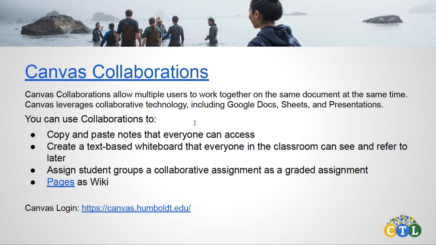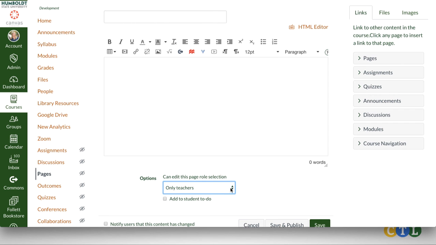You can use collaborations to copy and paste notes that everyone can access, create a text-based whiteboard that everyone in the classroom can see and refer to later, and assign student groups a collaborative assignment as a graded assignment. In addition to collaborations, students can use Pages as a wiki by changing the setting on the page to allow students to edit.